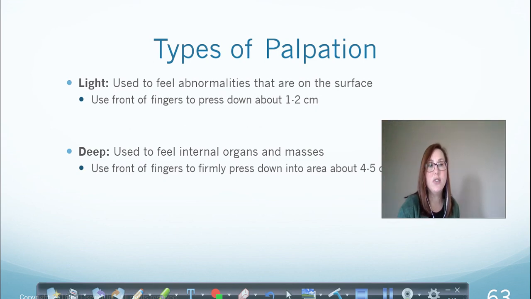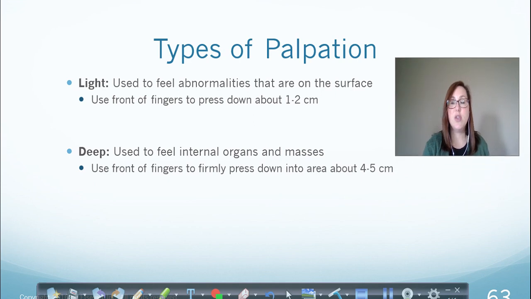Light palpation is used to feel those abnormalities that are on the surface. Use fingers to press down 1 to 2 centimeters. Light palpation is used when you're checking a pulse. It can be used again in those lymph nodes. If you're using deep palpation, that's maybe where they're checking the spleen, because they have to go up under the rib a little bit. The patient has to take a breath in, so it's harder to feel. So that might be a time you'd use deep palpation.